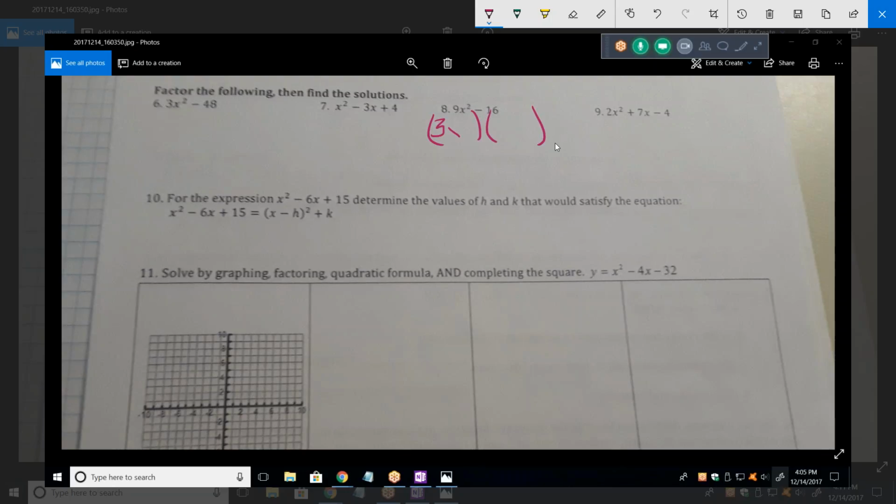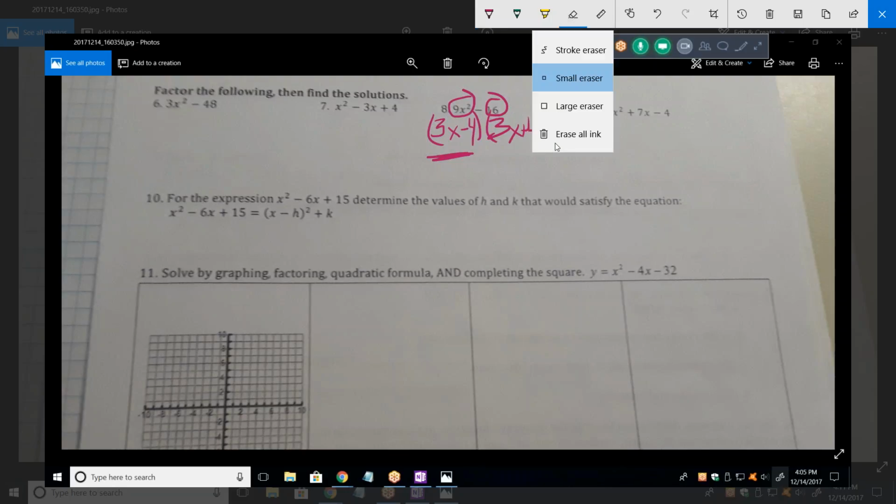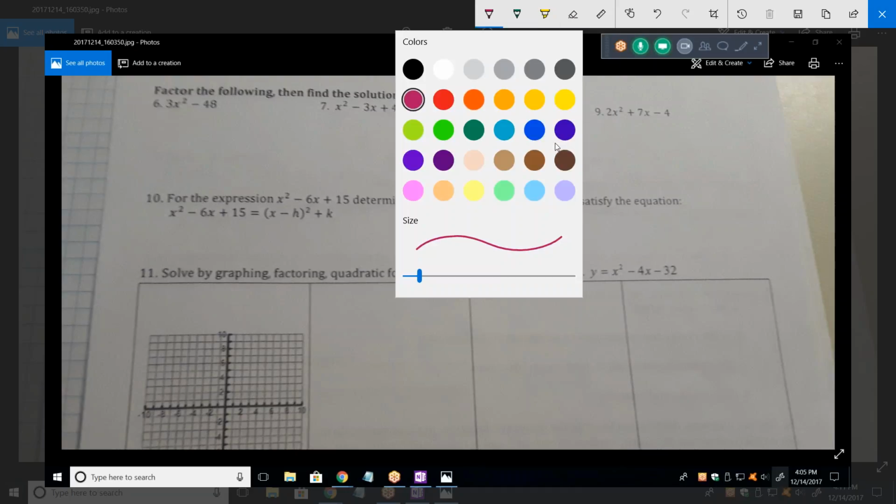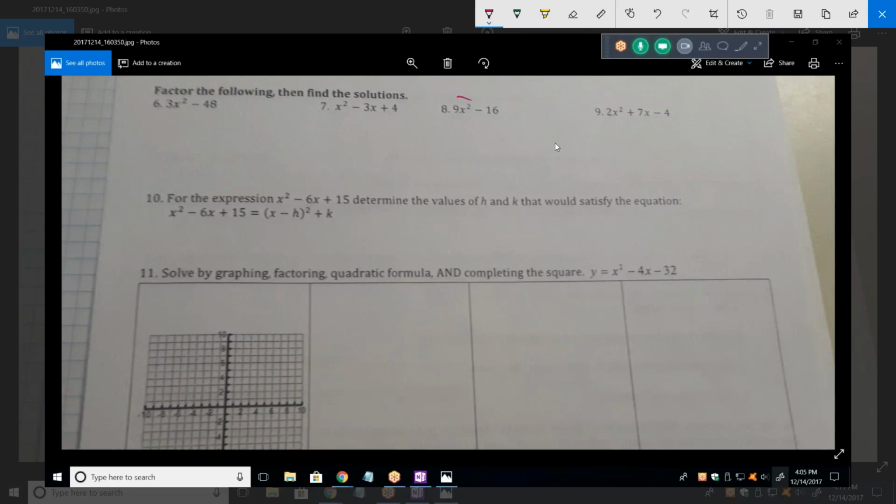3x minus 4. In other words, it's the square root of that minus the square root of that. That's this term every time. And then the second term is just the conjugate. You don't have to do any math to get the second term. The whole key to difference of perfect squares is figuring out what the square root of each term is. And guess what? It doesn't actually have to be difference of perfect squares. It's difference of squares. DOS.